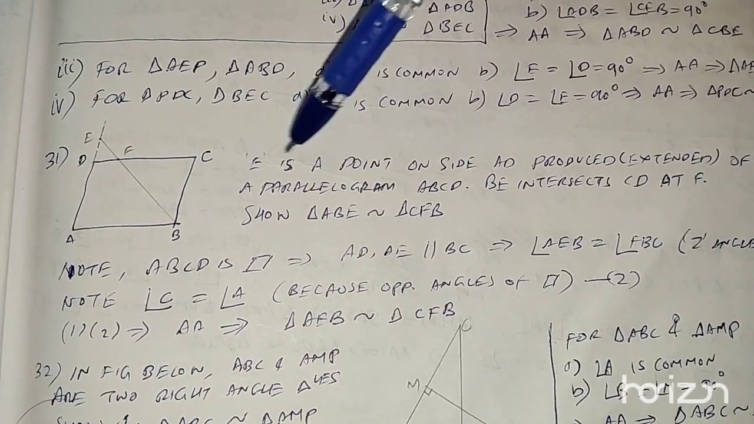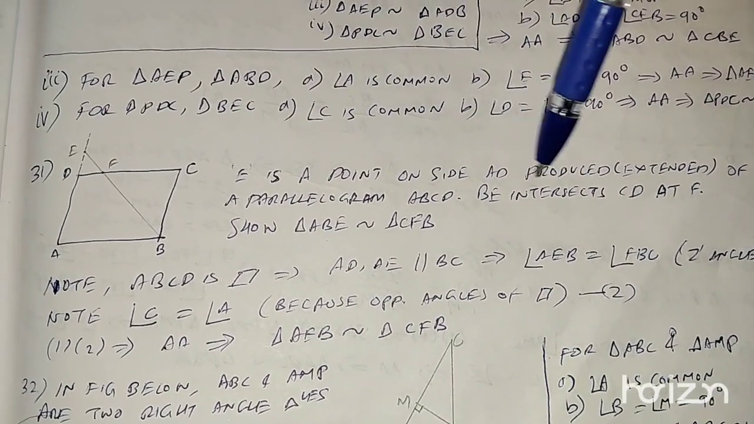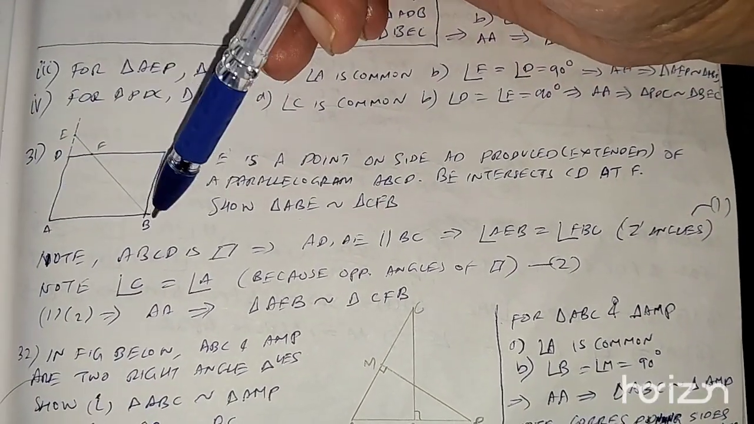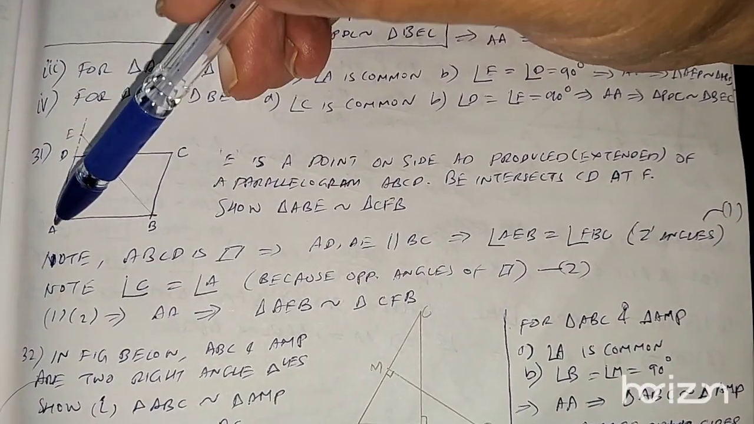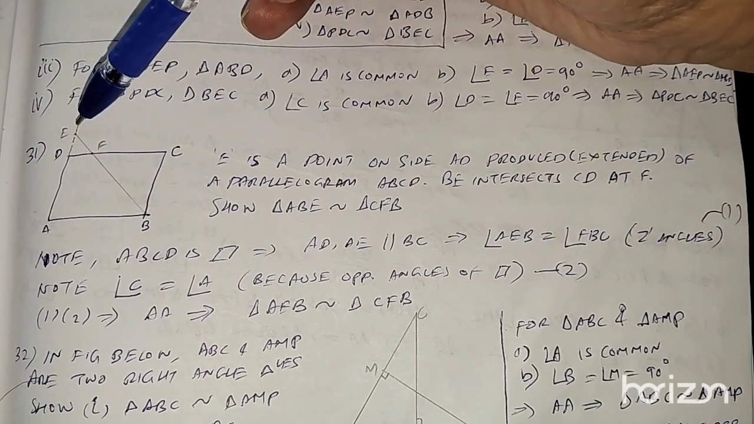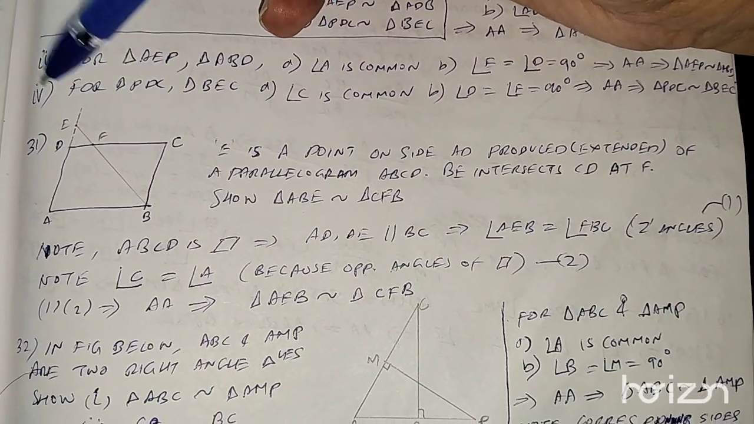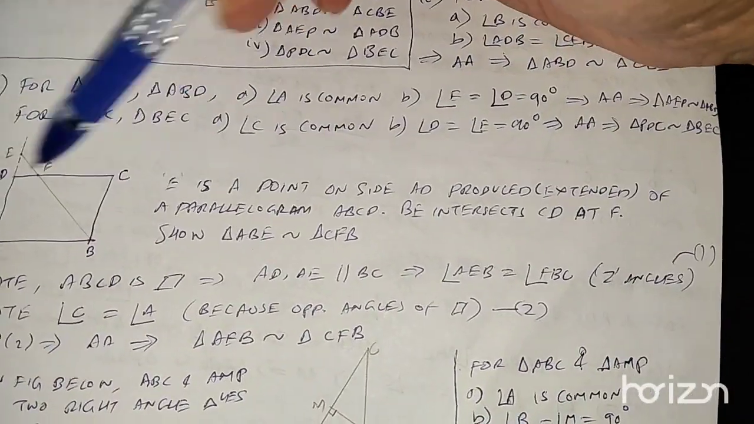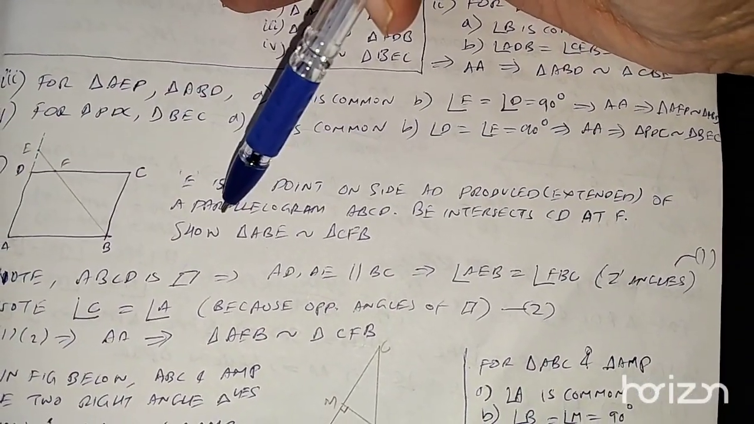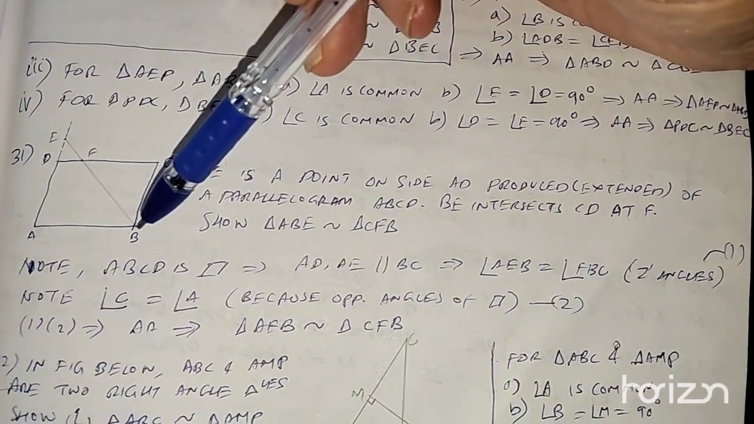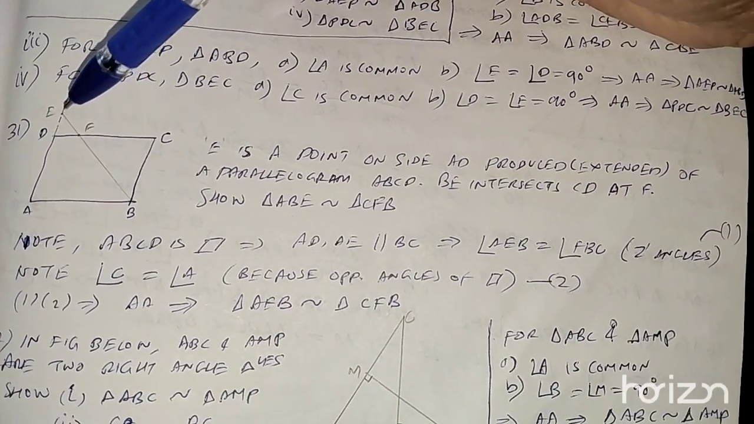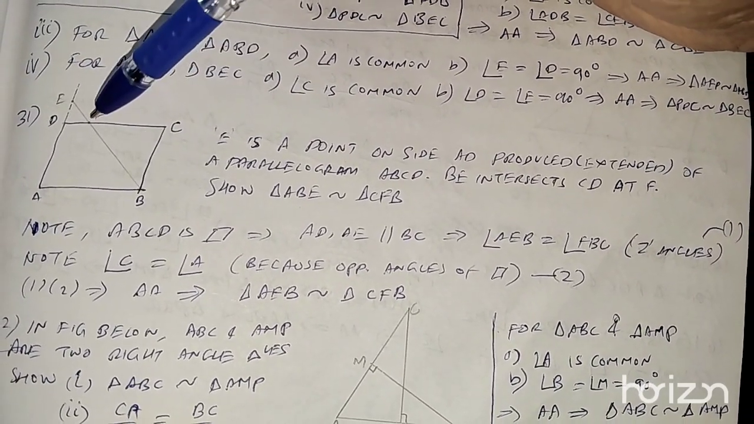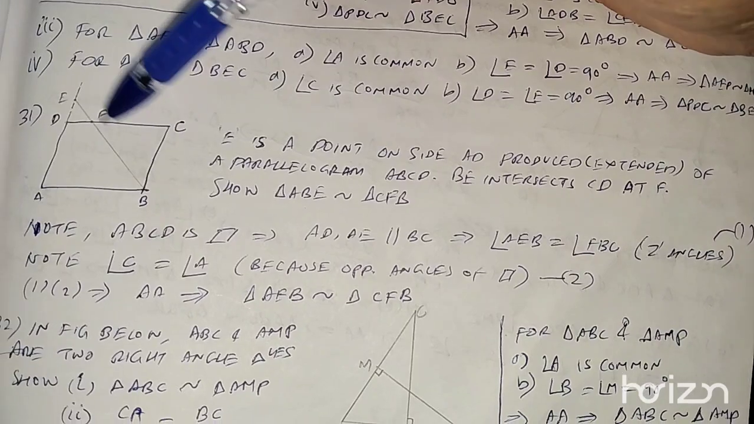Now here we have E is a point on the side AD produced, meaning extended, of a parallelogram ABCD. So you have a parallelogram ABCD. AD you have extended it, and E is a point on it. And you have joined B and E. BE intersects CD at F. Show that ABE is similar to CFB. So how do we do that?